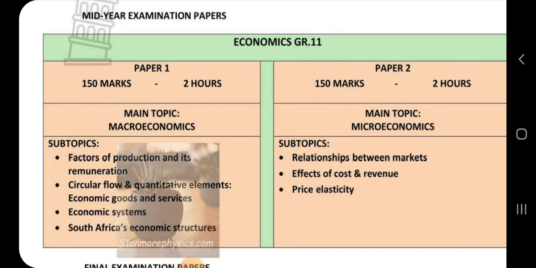Okay, so you'll be dealing with relationship between markets, effect of cost and revenue, and price elasticity. So that's where we do graphs. It's paper 2. Paper 2 can be quite challenging and difficult for a lot of learners because of the illustrations of graphs and so on. But there is relatively low amount of theory compared to paper 1. So you just have to understand your work.